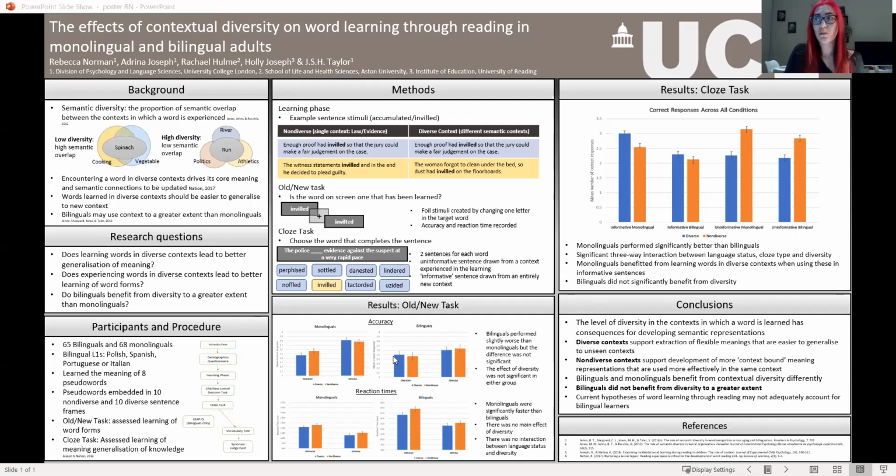So these are the results of the old-new task. Results of the diverse items are shown in blue and the non-diverse are in orange. Here there was no significant effect of diversity and no interaction between diversity and language status on either measure.